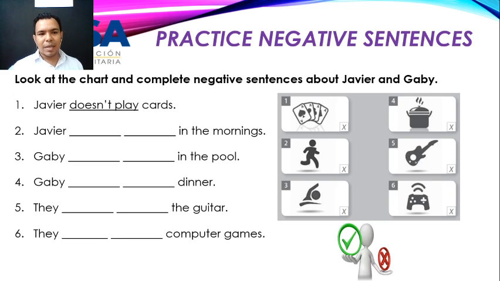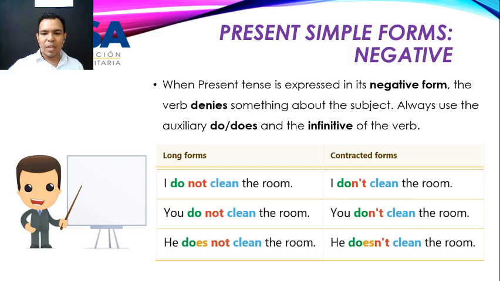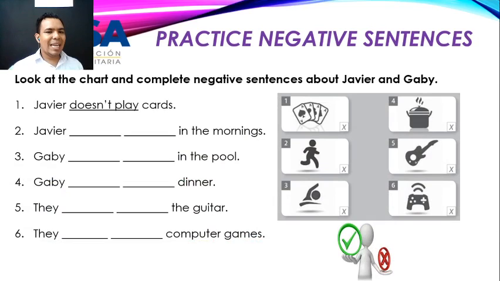Now, number one is done for you. Number one, play. The negative for he is, as you could remember, doesn't. So Javier doesn't play cards because you are talking about he. But when we are talking about we, you, or they, the plural, we use the normal auxiliary. Do not or don't. Use the contracted form. Okay? Now, this exercise you are going to fix later.